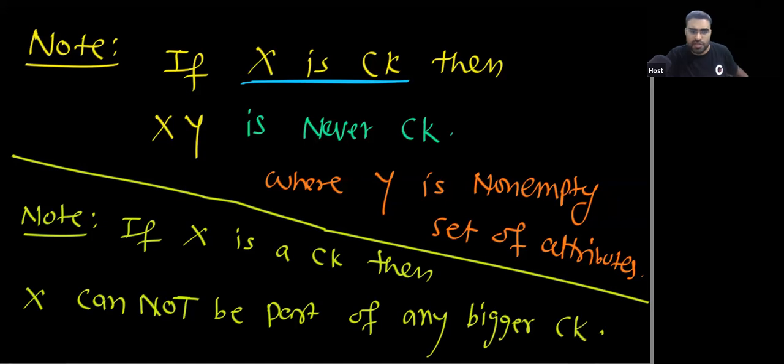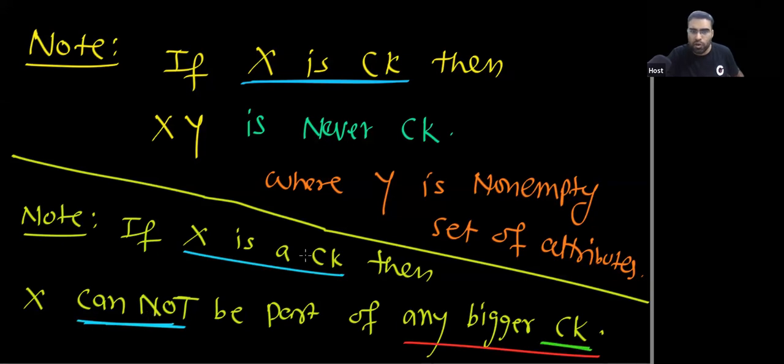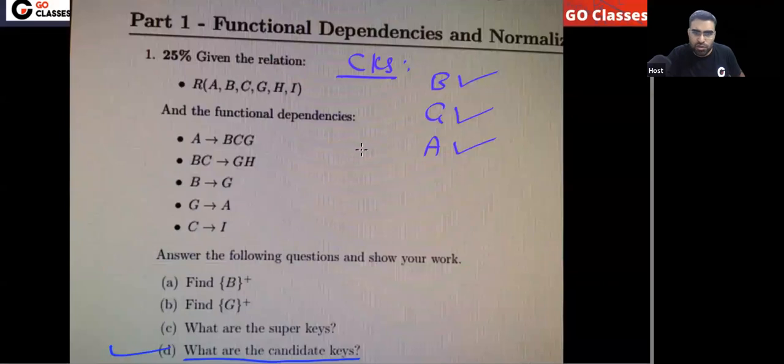Yes or no? Is this clear? Please tell me. If X is already a candidate key, then it is minimal. So if X is a candidate key, then it cannot be a part of any bigger candidate key. Using X, you cannot create a bigger candidate key, because X is already a candidate key and a candidate key is minimal. Very simple. So now tell me, what else do I need to check?